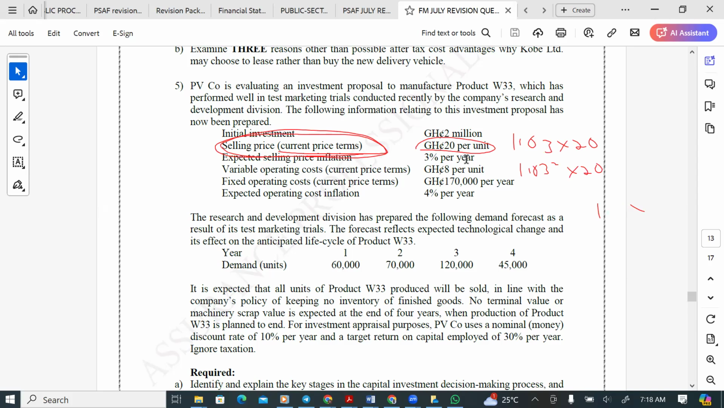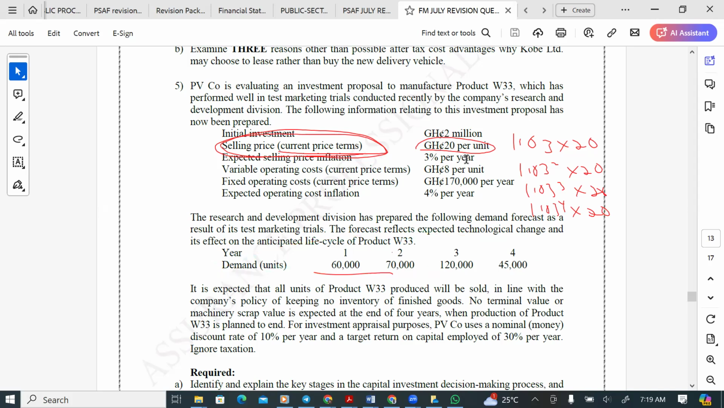Okay. So year 3 will give us 1.03 exponent 3 multiplied by 20, and 1.03 exponent 4 multiplied by 20. That will be for the selling price. Then you just multiply by the demand for each year. Sometimes they can also give you the inflation rate on the demand. You have to inflate them one by one.